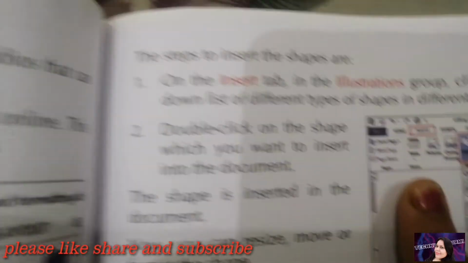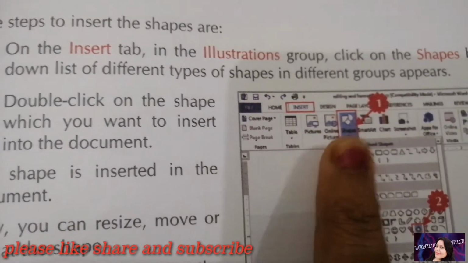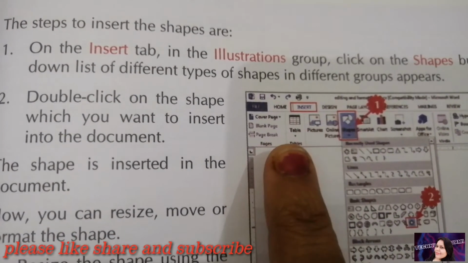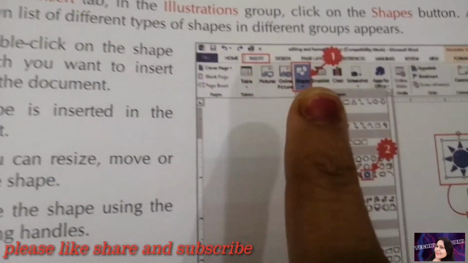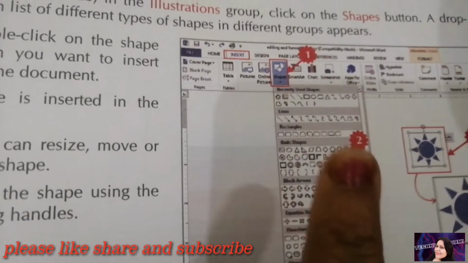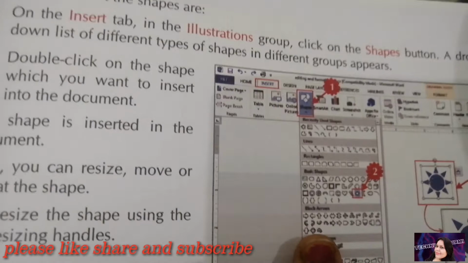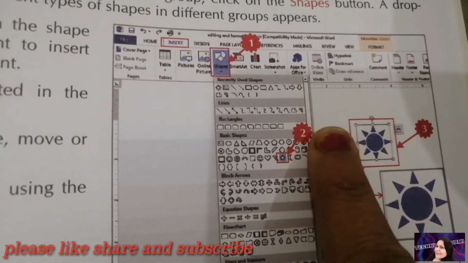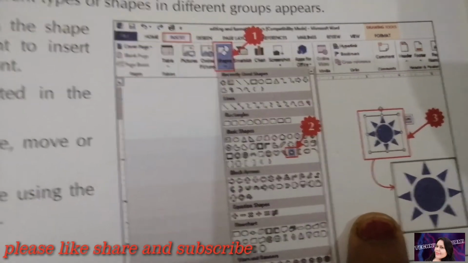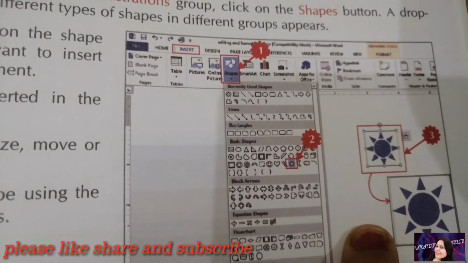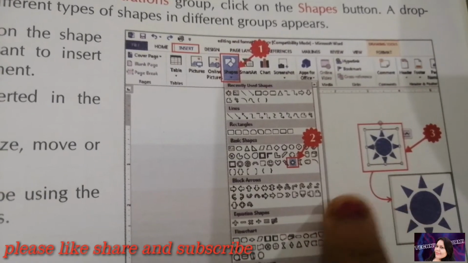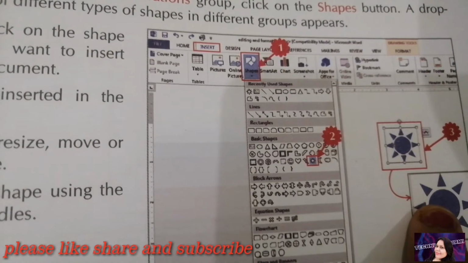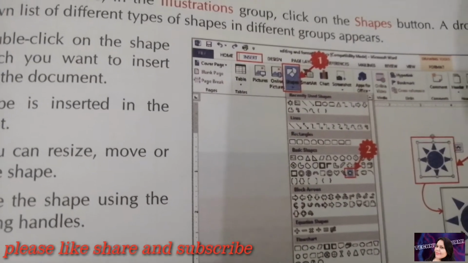So first of all, go to the insert tab, then illustration group and select the shape option. When you click on this option, a pop-up menu will appear according to your requirements. You can just select your shape and then when you click on it, you can see your picture will appear in the working area. If you want to add a text in this picture, just right click here and click on add text. Then you can easily insert a text in your picture.